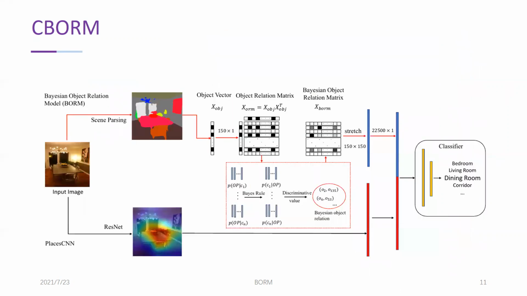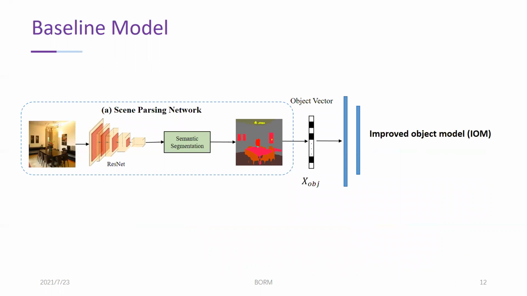We combine the proposed BORM and Places CNN with Backbone ResNet as the combined Bayesian object relation model. We use an improved object model as the baseline, based on a scene parsing algorithm pre-trained on the ADE20K dataset that contains more relevant object classes for indoor scene representation.